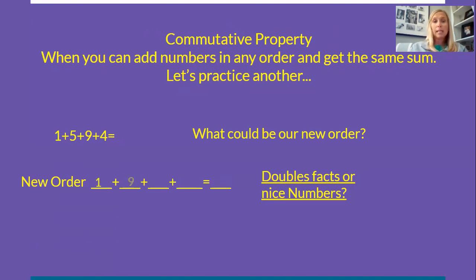So there's 1 plus 9. We know that makes 10. And then I could do 5 plus 4, because guess what that is? That's a near doubles, right? 4 plus 4 is 8, plus 1 more makes 9. So 10 plus 9 is 19. Very good.